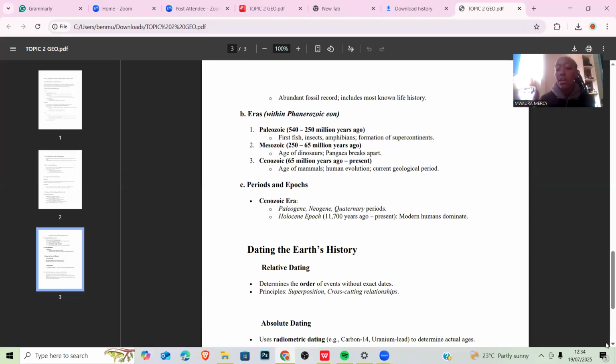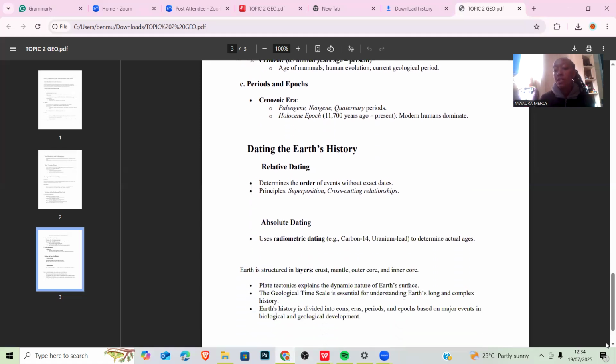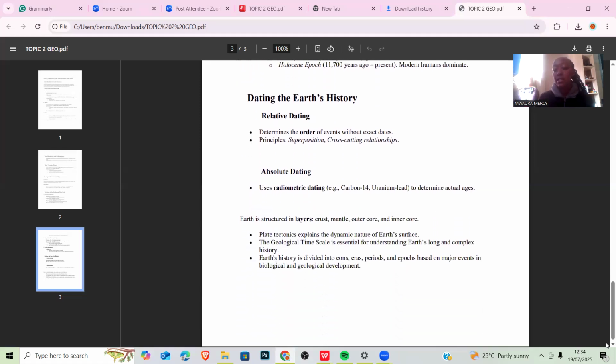So for the periods and epochs, there is the Cenozoic era, which refers to the present time, where modern humans dominate. So then the dating methods. Relative dating determines the order of events without exact dates. Principles include superposition and cross-cutting relationships. Absolute dating uses radiometric dating, for example carbon 14 dating. I hope we all know about that too. Those who are doing chemistry, you understand what I'm saying. So they use radiometric dating to determine the actual ages.